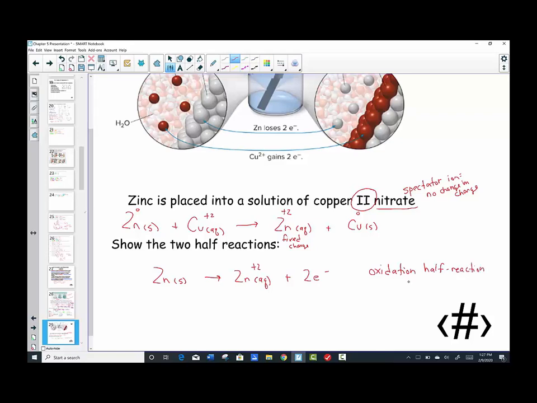The loss of electrons. Copper started as an aqueous ion and went to an elemental atom. To do that, it had to gain 2 electrons. To go from +2 down to 0 is a gaining of electrons, making it become more negative. This is the reduction half reaction. Now we know that to be a balanced redox reaction, the number of electrons lost has to be equal to the number of electrons gained, and it is. They're transferring 2 electrons total.